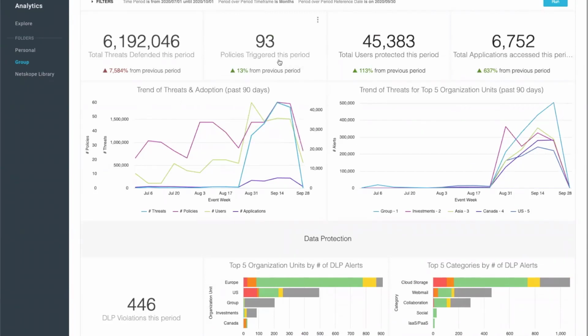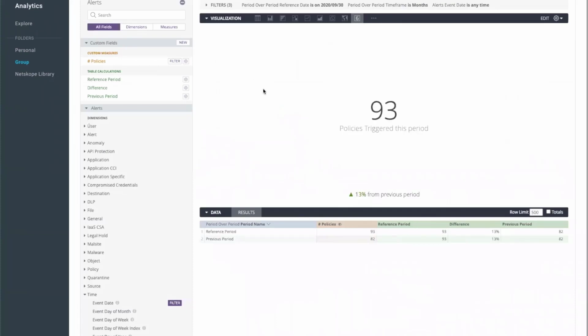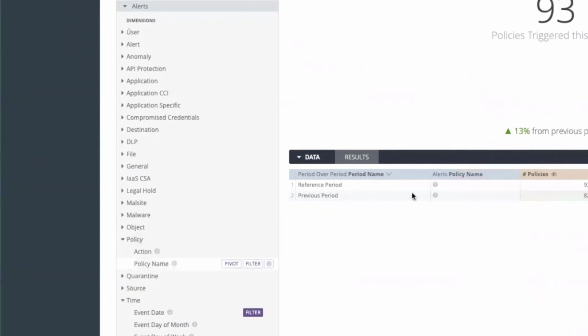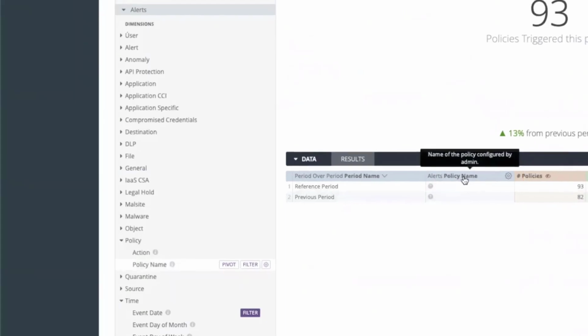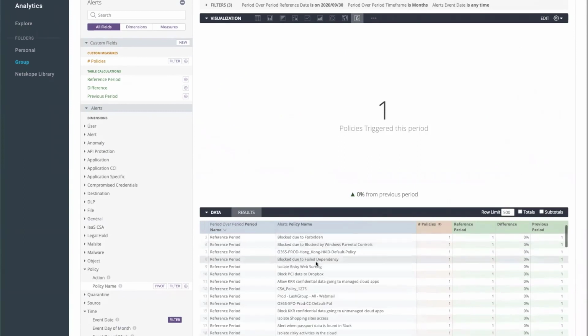What we can also do is customize each tile. For instance, if I wanted to look at the number of policies triggering and what policies were actually being triggered, I could go into this and get access to the information here. What I can do quite simply is add in the policy name, and I would then get the alert's policy name within the field. If I just run this, I'm still going to get my 93 policies, but I can now have this broken down into the specific policy names that were triggered. That's how simple it is to manage and adjust these tiles based on your specific requirements.